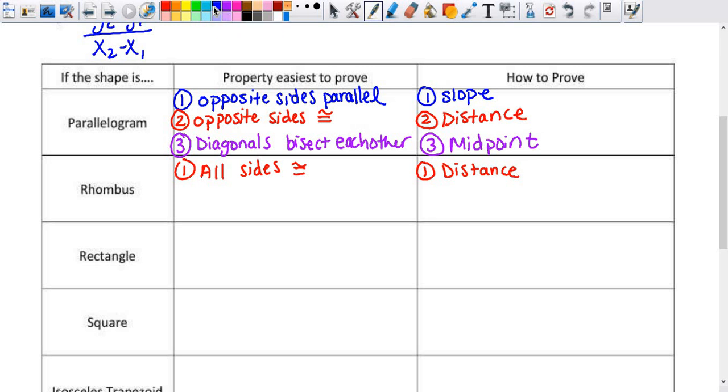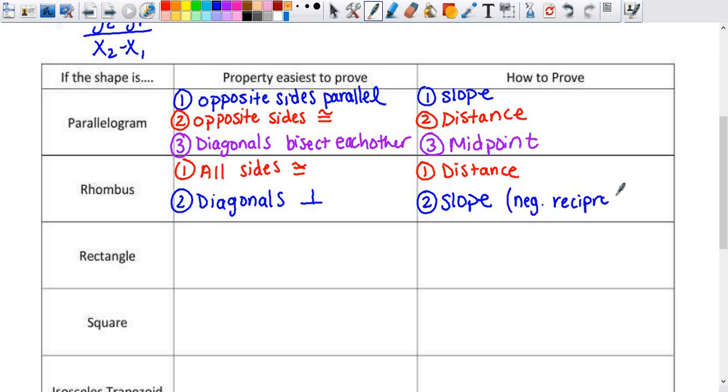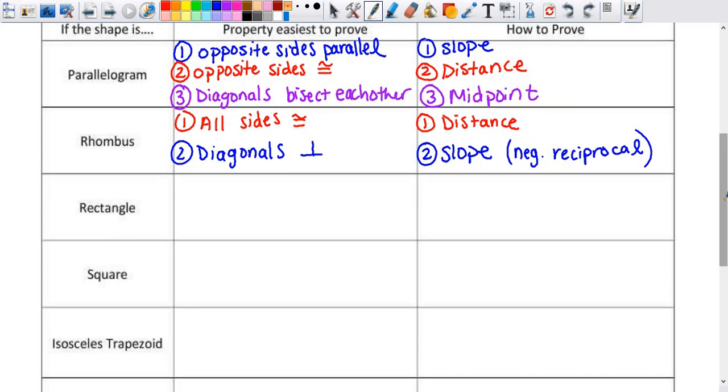The second way, this is the easiest way. It's always easiest to use your diagonals because it's the least amount of work. So we know diagonals are perpendicular with rhombuses. That's the symbol for perpendicular, okay? So if we're looking at parallel or perpendicular, you are using your slope formula, okay? And if we want them to be perpendicular, we're going to use negative reciprocals, okay? That's the easiest way to prove something is a rhombus.